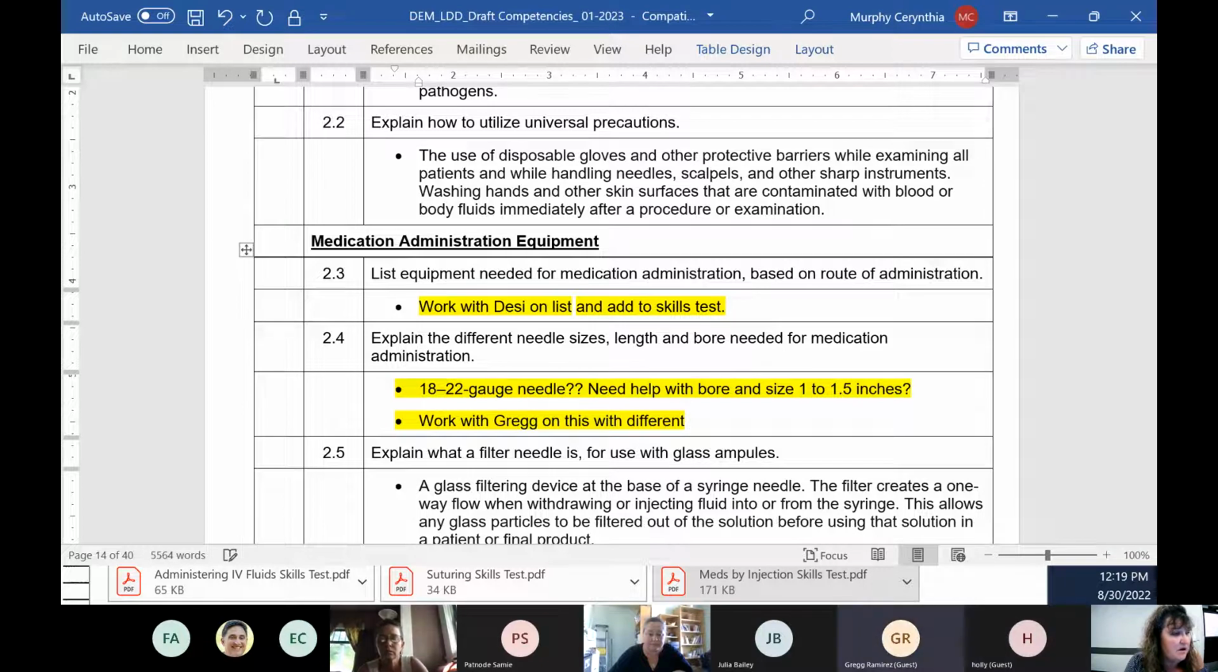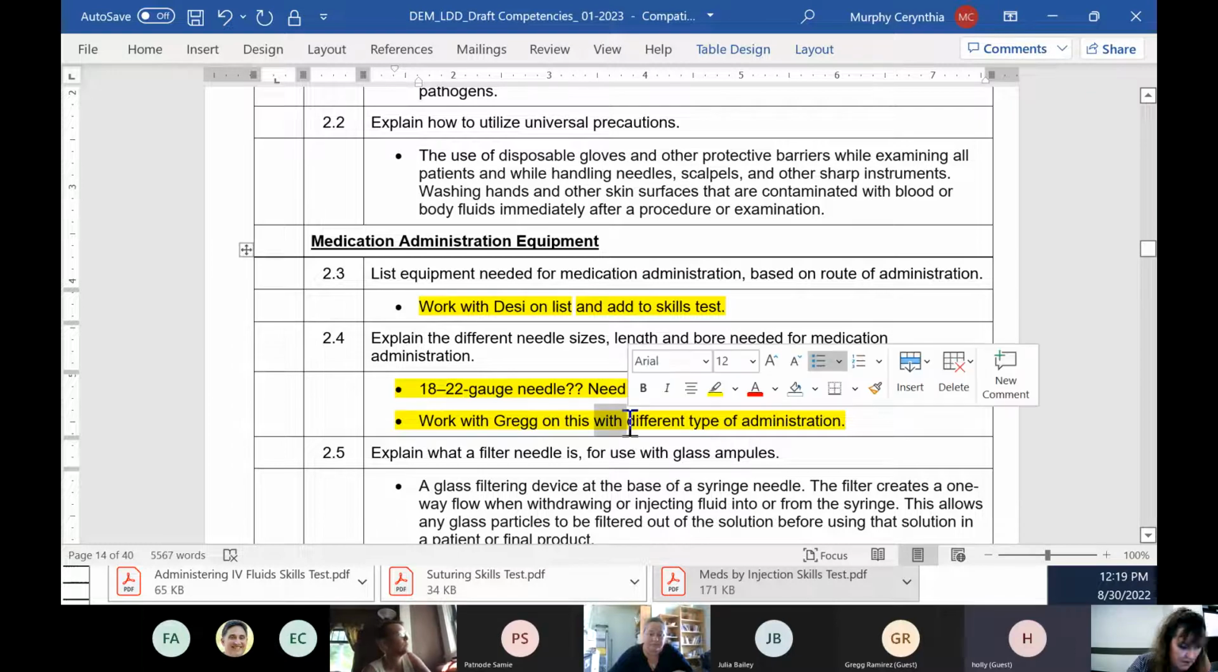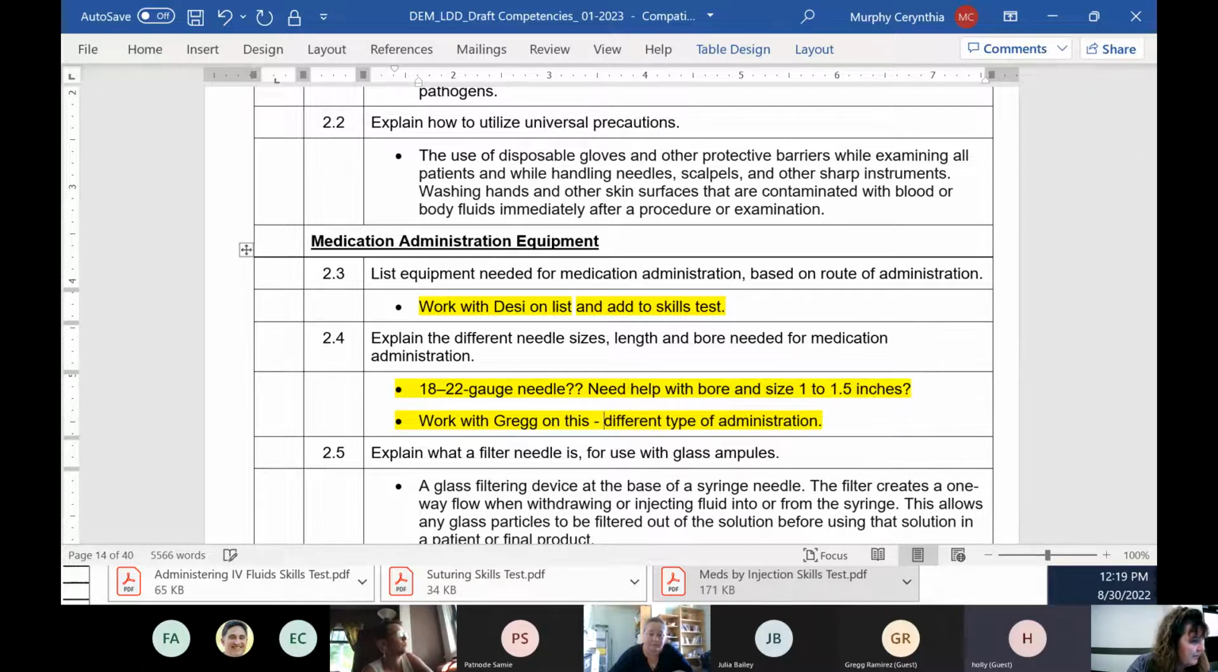And so it's based on the different type of administration, is that what you said? Yeah. So an IM needle on an adult is at least 1.5 inches, but on a newborn it's going to be shorter. And if it's sub-Q, it's different, depending on the med. So Greg knows all the ins and outs of it. Perfect. Greg, you and I will work on that then.